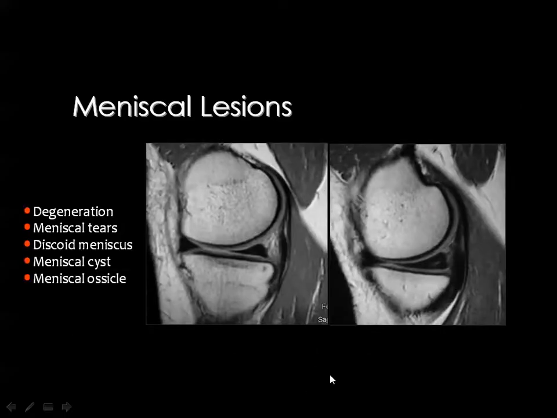Then, considering the meniscal pathology, we have, let us say, 4 or 5 issues to be discussed. Number 1, meniscal degeneration, the different types of meniscal tears, the discoid meniscus, the meniscal cyst, and finally the meniscal ossicle.